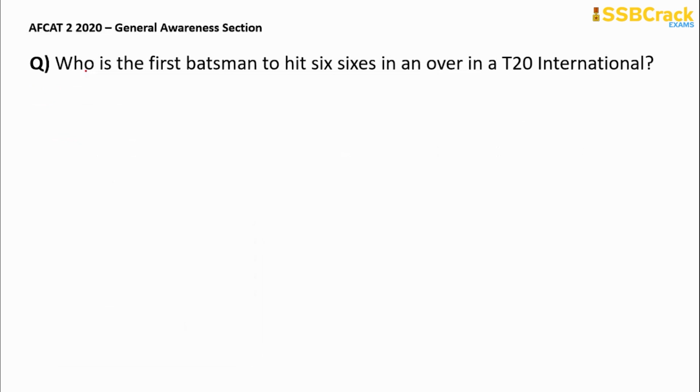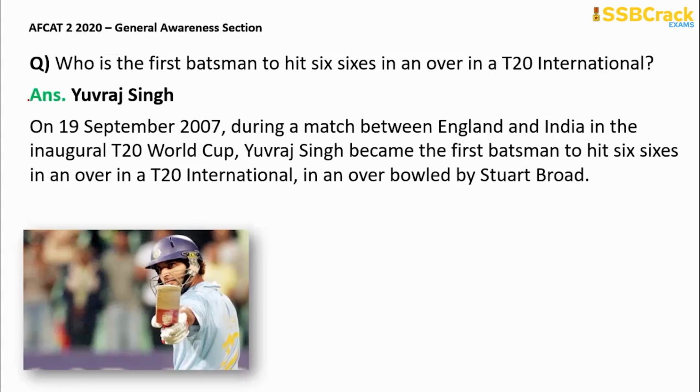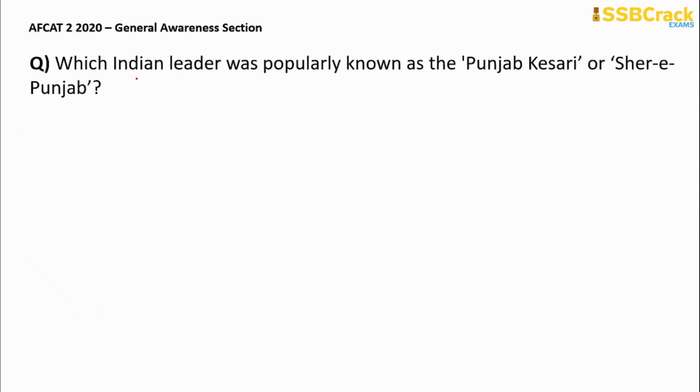Next question is, who is the first batsman to hit 6 sixes in an over in a T20 international? Very favorite question of yours. The correct answer is Yuvraj Singh. On September 19, 2007, he scored 6 sixes in an over in a T20 International during a match between England and India. And then he became the first batsman to hit 6 sixes in an over in a T20 International. Next question is, which Indian leader was popularly known as Punjab Keshari or Sher-e-Punjab?